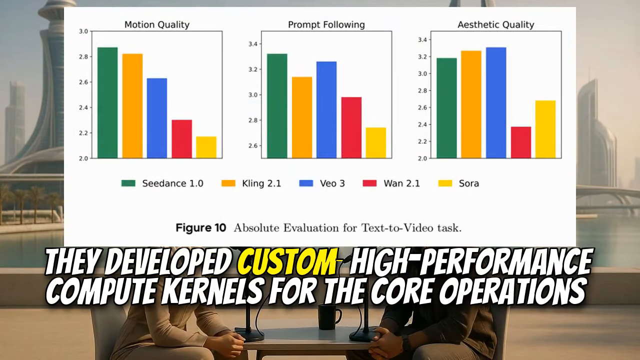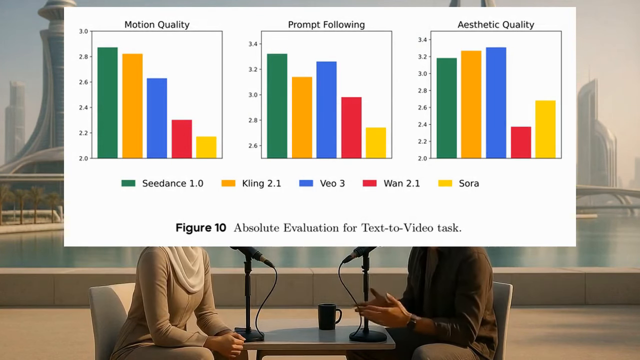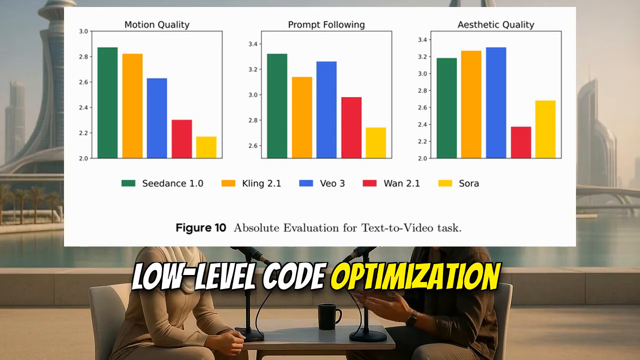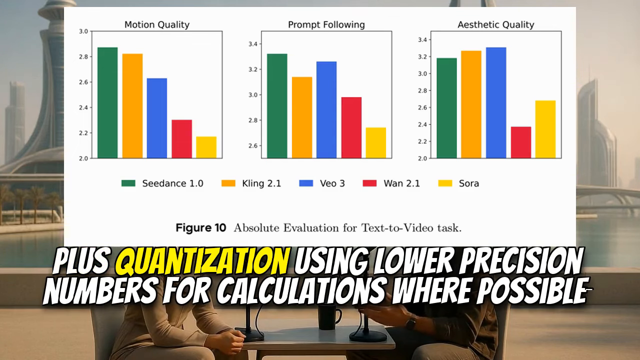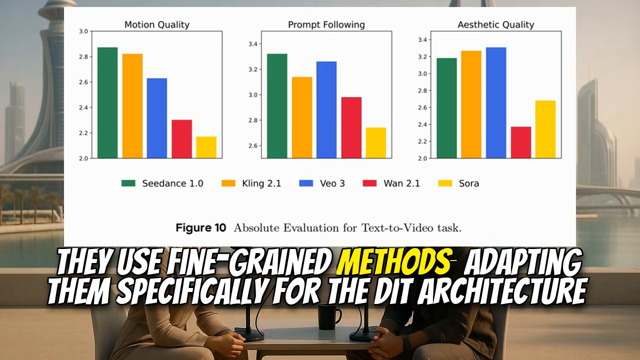They developed custom, high-performance compute kernels for the core operations, things like kernel fusion to combine steps. Got it. Low-level code optimization. Right. Plus quantization, using lower precision numbers for calculations where possible, and sparsity techniques to make the models smaller and faster. They use fine-grained methods, adapting them specifically for the DiT architecture.